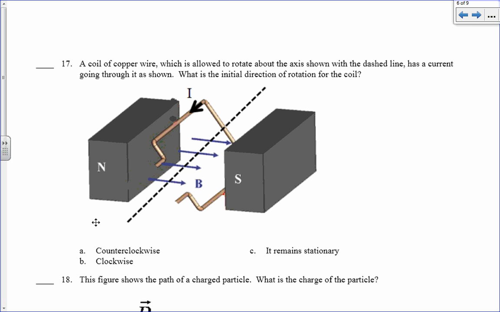A coil of copper wire, which is allowed to rotate about the axis shown with a dashed line, has a current going through it as shown. What is the initial direction of rotation for the coil? So my current is in that direction. The force on this side is going to be up, and that will cause a clockwise rotation. The force on this side will be down. So it's B for number 17.